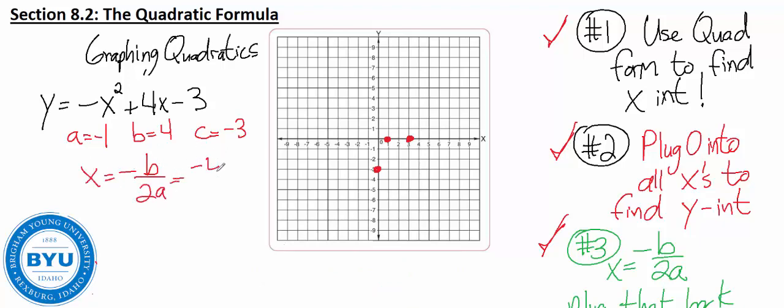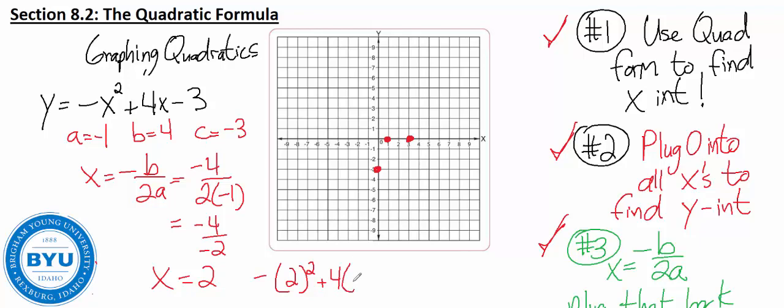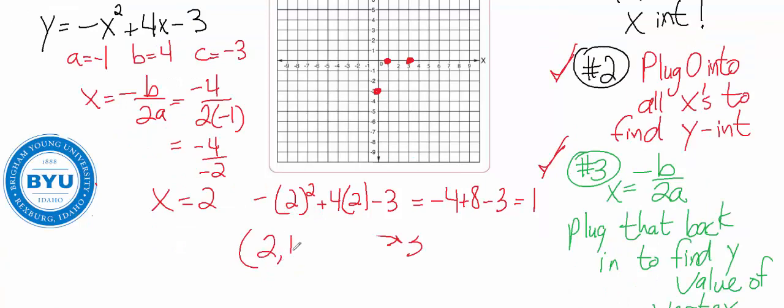Negative b, that would be negative 4 over 2 times a is negative 1. So that comes out to be negative 4 divided by negative 2. That comes out to be 2. So the x part of the vertex is 2. And now we just plug that back in to find the y vertex. So let's see, that would be negative 2 squared plus 4 times 2 minus 3. Let's see, negative 2 squared is negative 4, because 2 squared is 4, and it's got a negative in front of it. 4 times 2 is 8, so plus 8 minus 3. Well, that comes out to be 1. And so our vertex is at 2, 1.